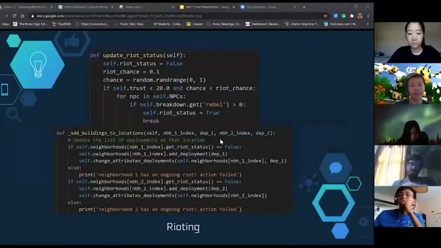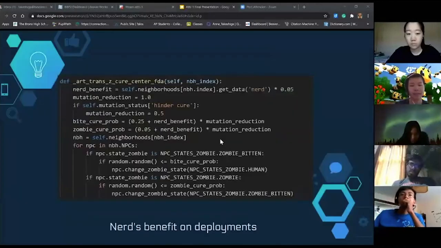Here's another special action that can be performed by the rebel. If there is a rebel and there's lower than 20 trust, or super low trust, in a neighborhood, there's a chance that that neighborhood can be locked for a turn. And lastly, the nerd personality can increase or change the chance of a cure or vaccine working in the neighborhood.